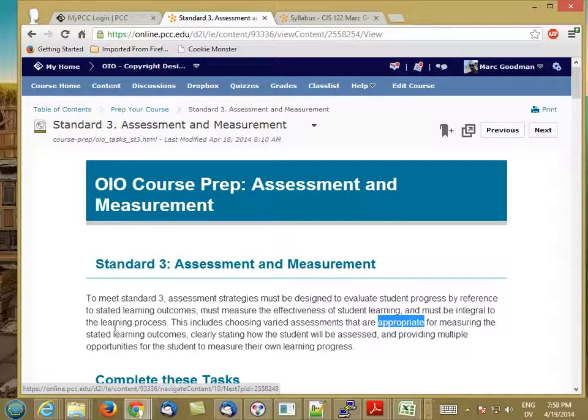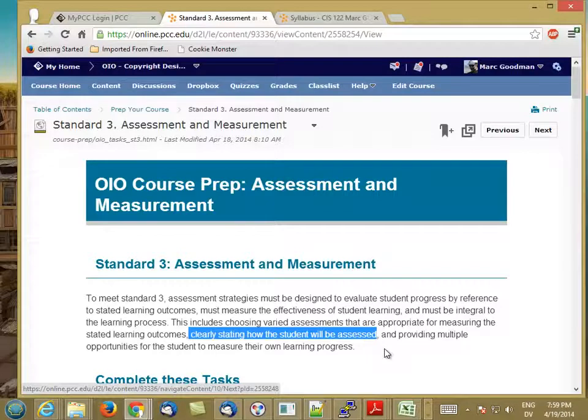So if the stated learning outcome is saying that the student will be able to analyze a situation, but all of my assessments are on the level of demonstrating knowledge rather than on analysis, then my assessments are not appropriate for measuring the stated learning outcomes. So in addition to selecting assessments that are in line with the learning outcomes, it's also important to clearly state how the student will be assessed.